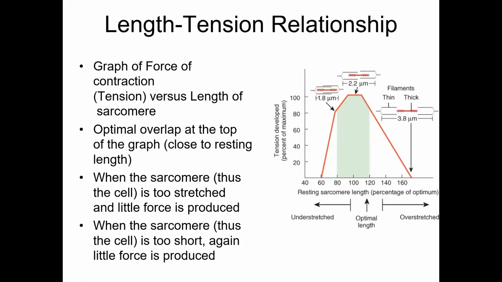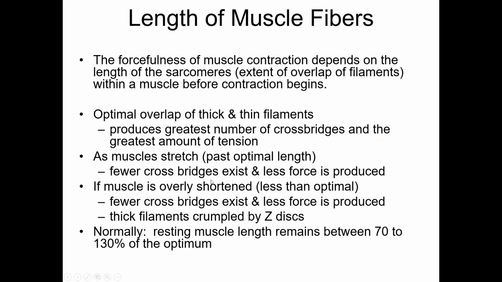I'm not going to say much about this length-tension relationship. All I'm going to say, and when you look at this graph, or we can look at the text version of this, is that there's an optimum overlap of thick and thin filaments that's needed for the best muscle action. In a resting muscle, it's 70 to 130% of sarcomere length that is produced. And when the sarcomere length is less than 70% or higher than 130%, muscle strength will be compromised.